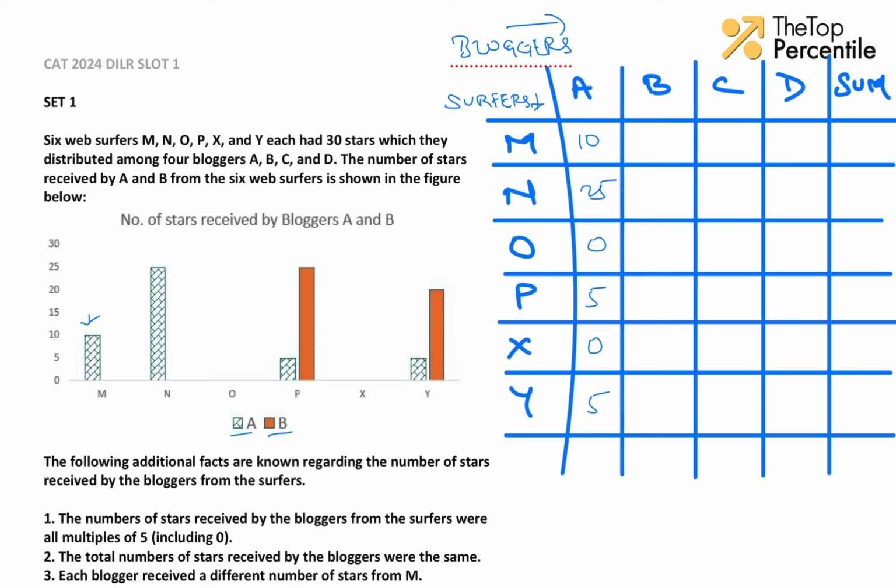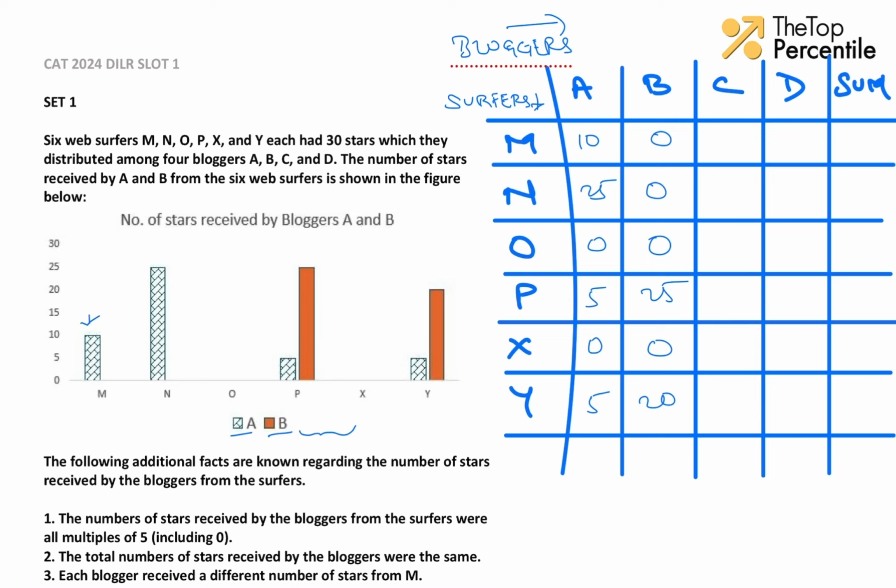Let's move on to B. So B receives 0 from M, from N, from O, from P it receives 25, from X it receives 0 again, and from Y it receives 20. Now remember that the data for B is not missing here, it's actually 0. We do not have any mention of C and D here, so for those we can say the data is missing, but for A and B the data is complete. It's just that the values are 0.